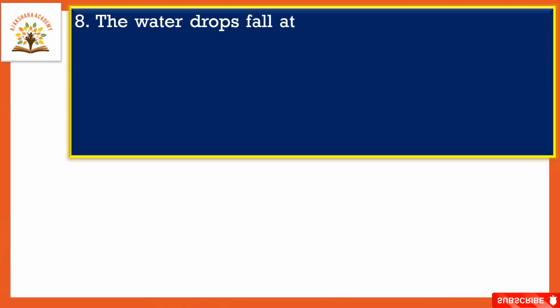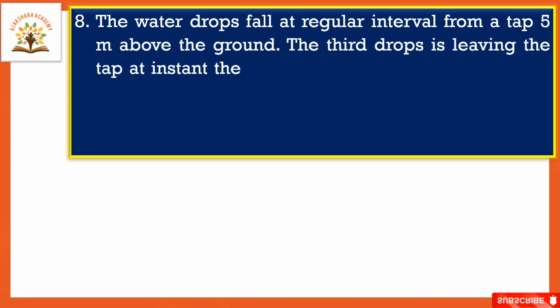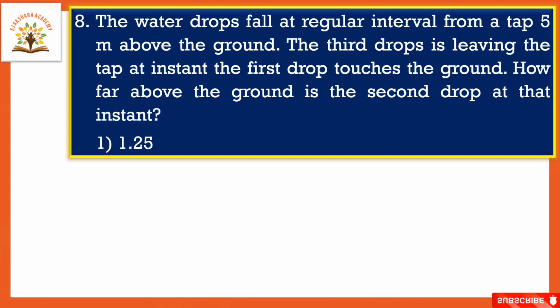The water drops fall at regular intervals from a tap 5 meters above the ground. The third drop is leaving the tap at the instant the first drop touches the ground. How far above the ground is the second drop at that instant? Now let us go to the solution.